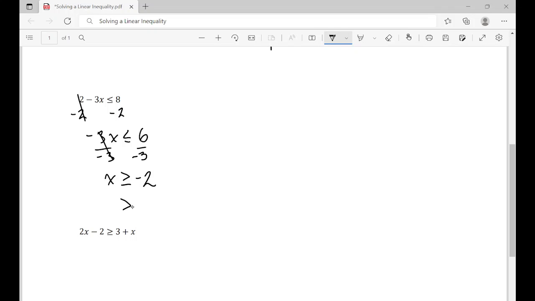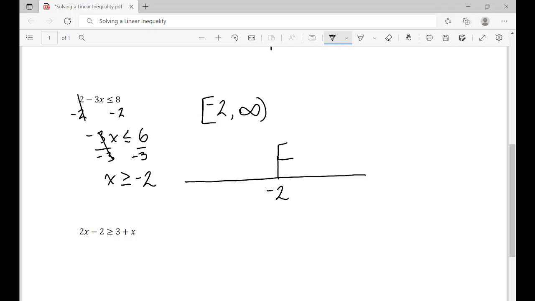Since the inequality sign is pointing to the right forever, in my interval notation I'm going to go from negative 2 to infinity, and this has an equal to sign, so this gets a bracket. And when I graph, again, I just put a line and stick negative 2 in the middle. And since I got a bracket here, I'm going to put a bracket here with an arrow pointing to the right. And that's it.